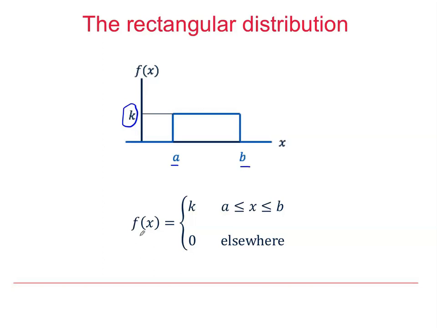So here we can see the PDF, and it takes this constant value k where x lies between a and b, and then it is 0 elsewhere. It's important to notice that f of x does not depend on x. The shape of the distribution is a rectangle.